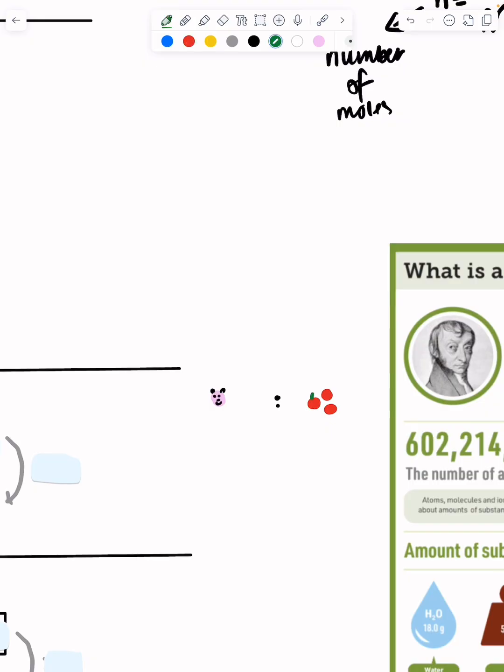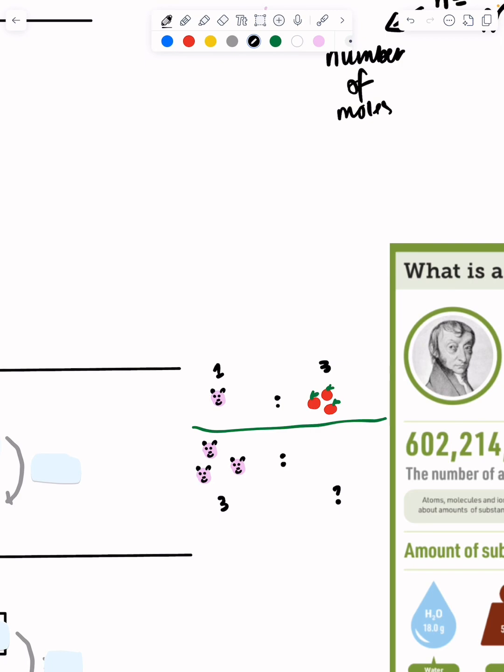Okay? For every 1 pig that you have, you notice that they eat 3 apples. So if that's the case, you want to figure out, if one pig eats 3 apples, how many apples would 3 pigs eat? Okay, so this is a ratio. If 1 pig eats 3 apples, it's a 1-to-3 ratio. How many apples would 3 pigs eat?